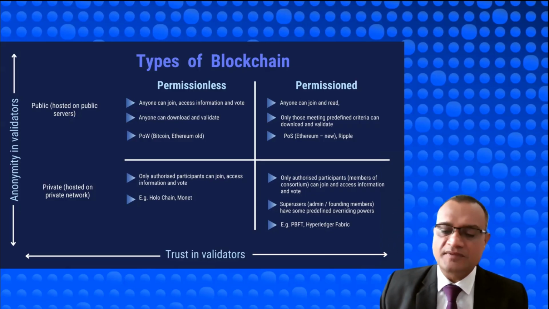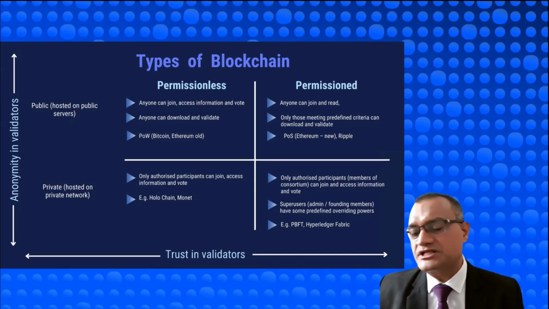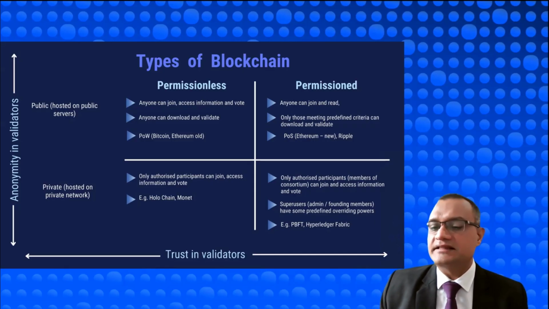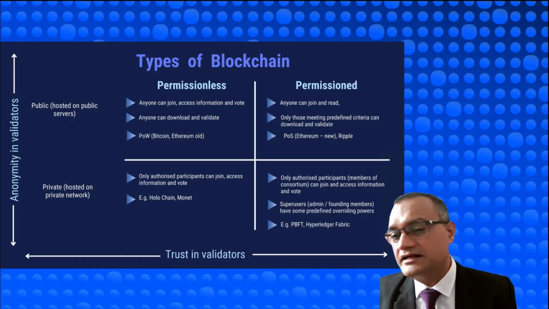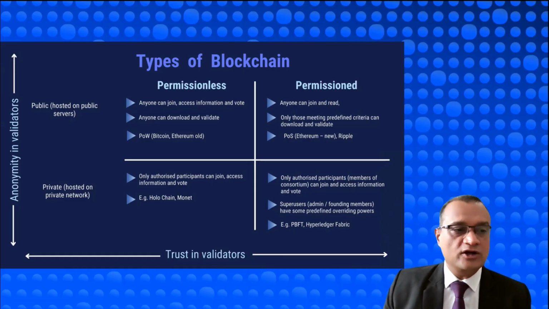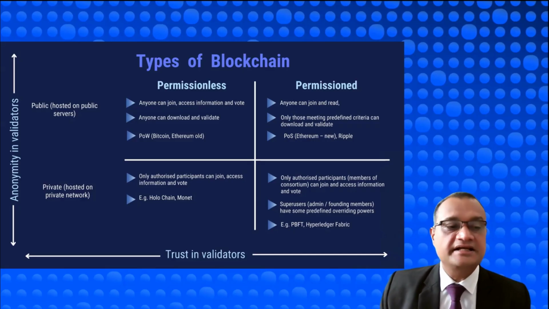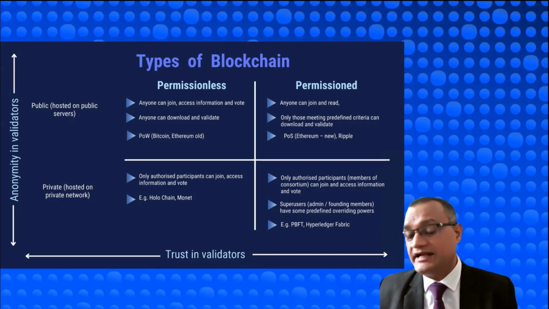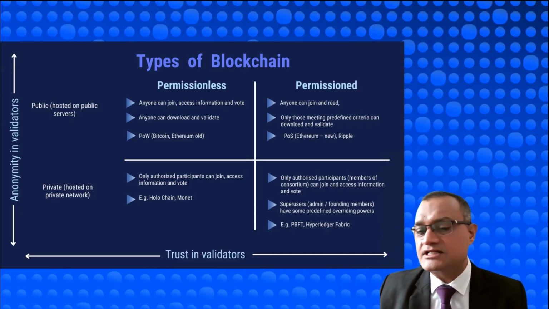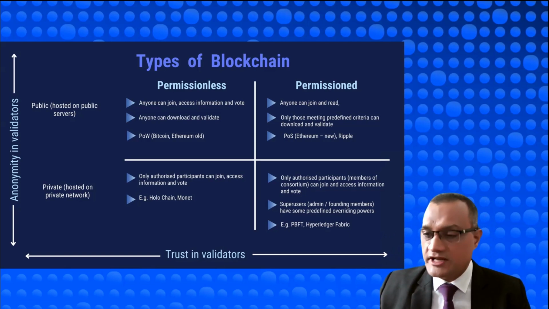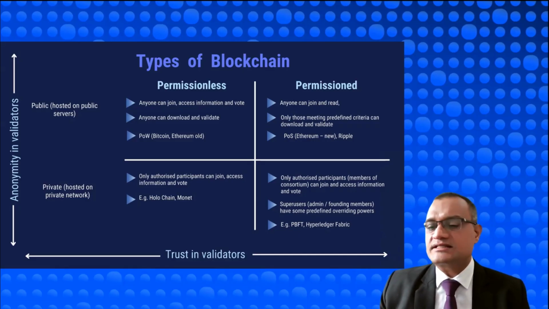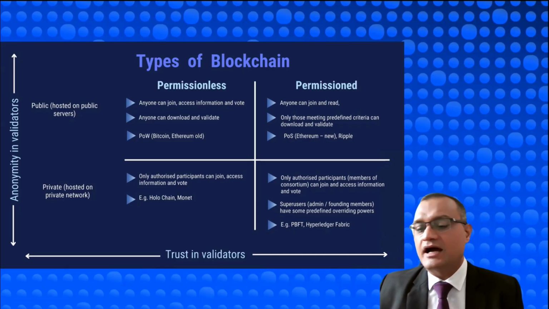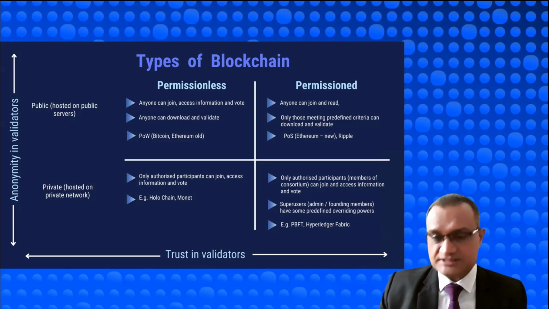And the last one, diagonally opposite to permissionless, you can see that here your trust in validators is on the higher side and anonymity in validators is on the lower side. So it once again falls within the bracket of private, hosted on a private network. Only authorized participants, members of the consortium, can join, access the information and vote. So you are limiting the use. Super users, admins, founding members have some predefined overriding powers. PBFT and Hyperledger Fabric are a couple of examples.